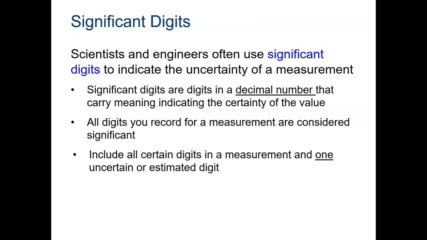Scientists and engineers often use significant digits to indicate the uncertainty of measurement. Significant digits are digits in a decimal number that carry meaning indicating the certainty of the value. All digits you record for a measurement are considered significant. Include all certain digits in a measurement and one uncertain or estimated digit.